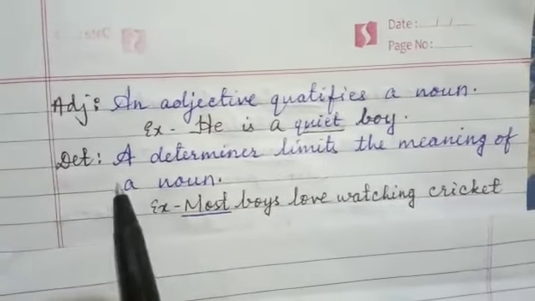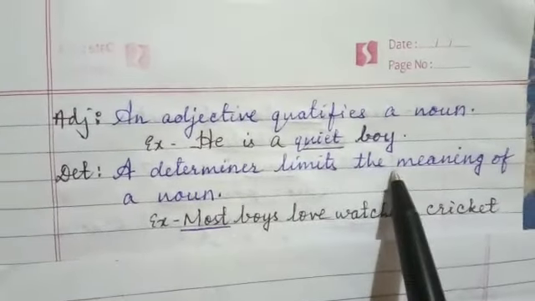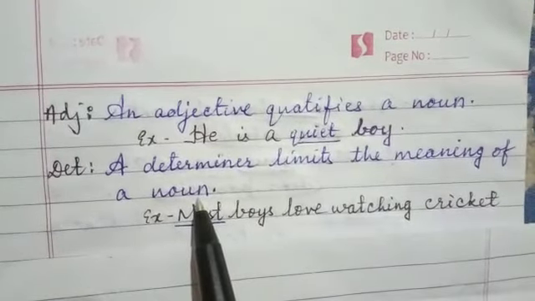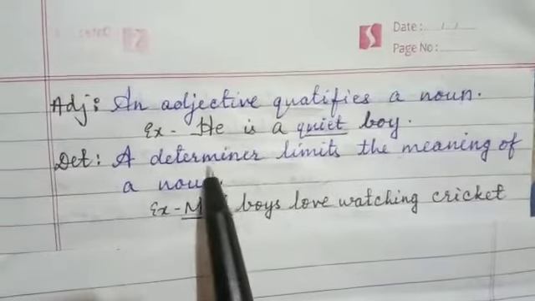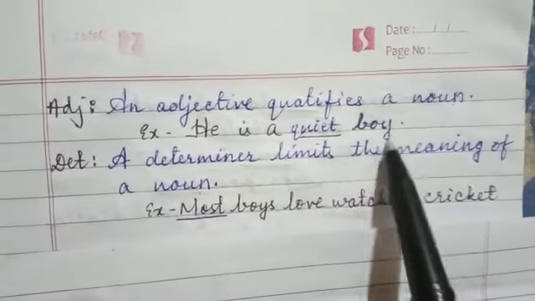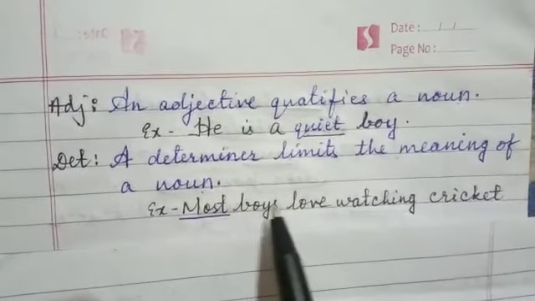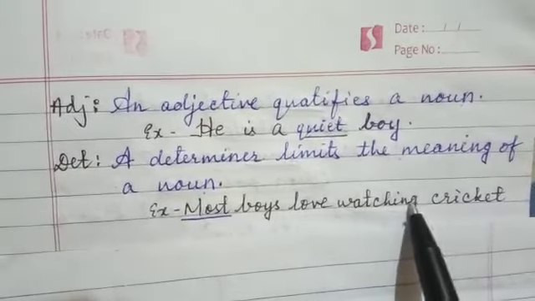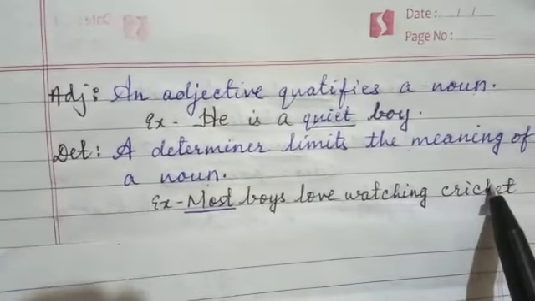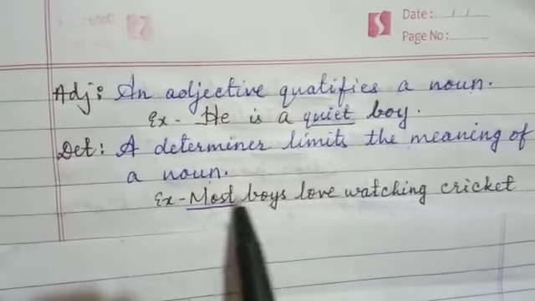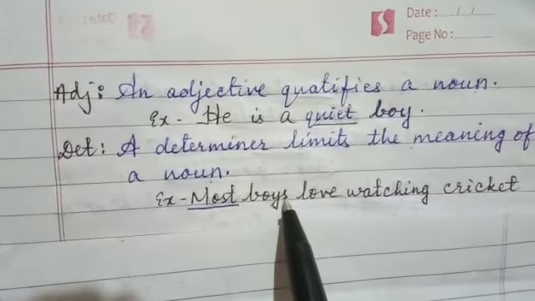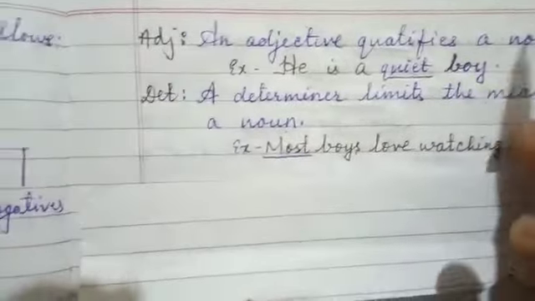Now, a determiner limits the meaning of a noun. When an adjective qualifies a noun, a determiner limits the meaning of a noun. Most boys love watching cricket. Now, this most limits the meaning of the boys. Most doesn't qualify boys.